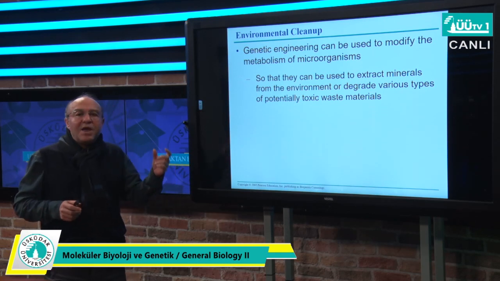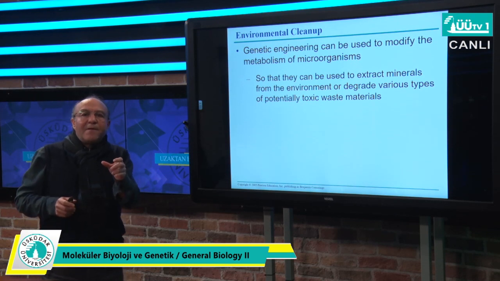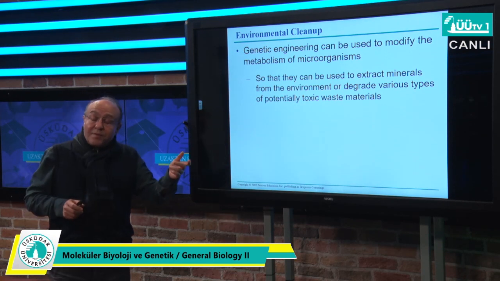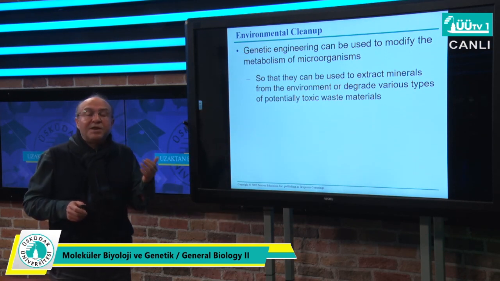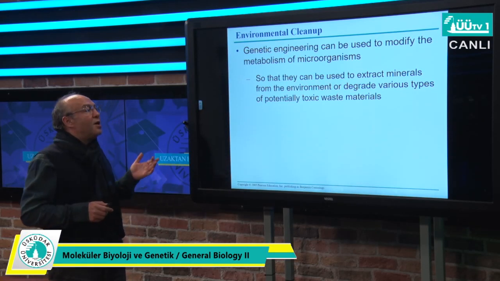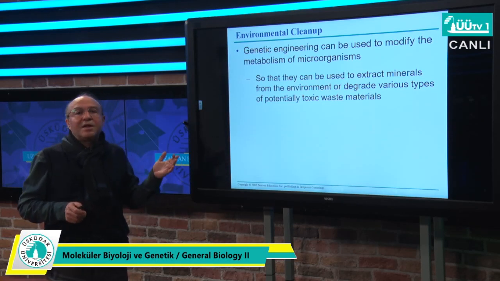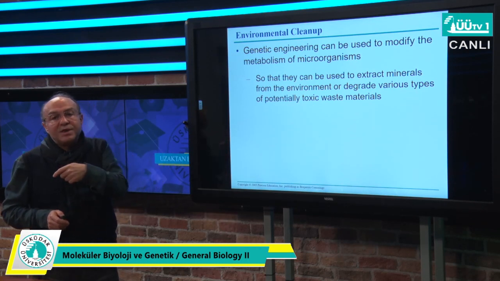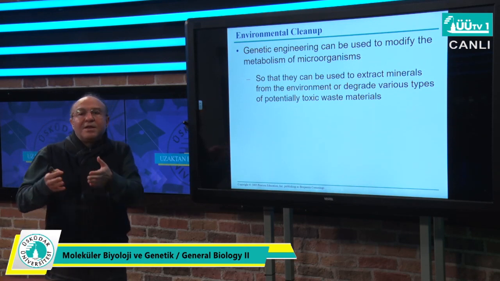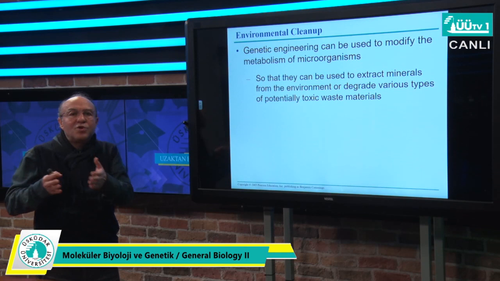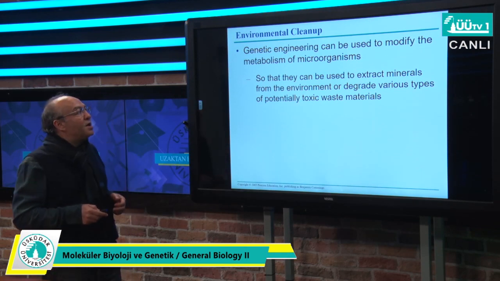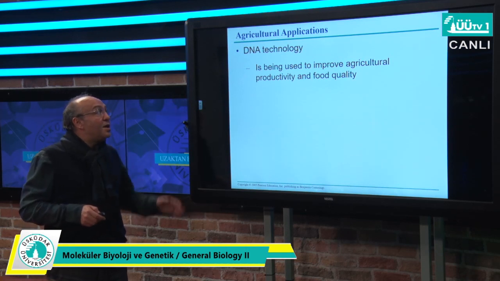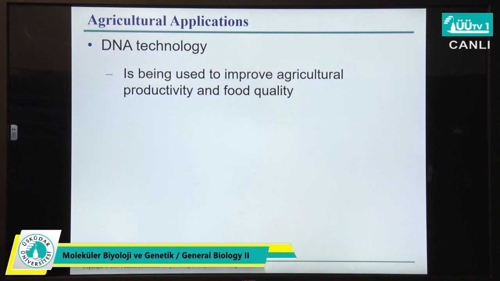Then we have to use these organisms to clean up the environment by degrading the polyaromatic hydrocarbons. For this, the salt resistance genes should be transferred to other organisms, and they then become salt resistant, and these organisms can degrade the polyaromatic hydrocarbons. This is only one example, and DNA technology is used in agricultural applications as well.